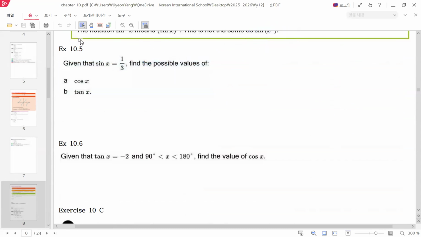Okay, students, I am going to solve this question. I am going to show you how to solve this question not using a calculator first, okay? Not using calculator. So firstly, sine x equals 1 over 3. Please remember the definition, y over r. So therefore, you can consider y as 1, r as 3, okay?